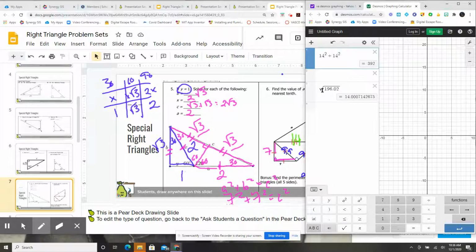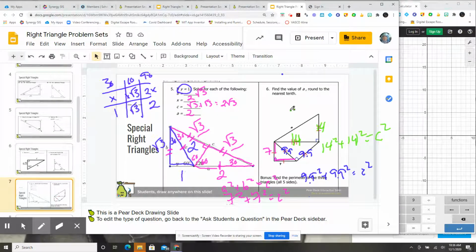And then, let's see if I can do this right, 14 and 14, that's 392. So A squared plus B squared equals C squared. So C squared, we've got to take the square root of 19.8.